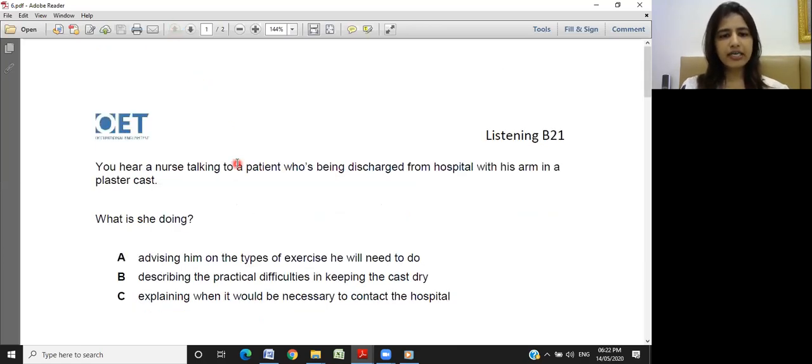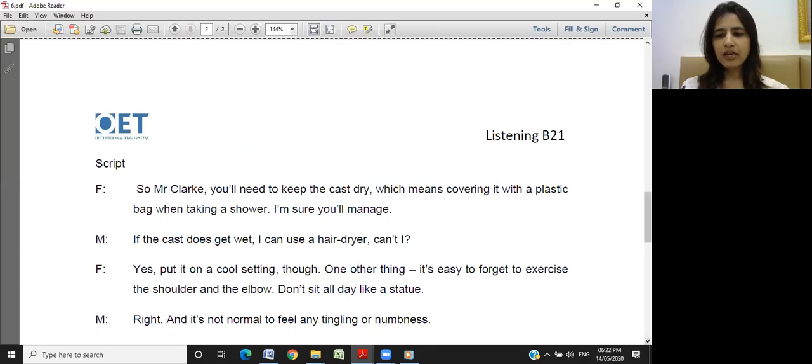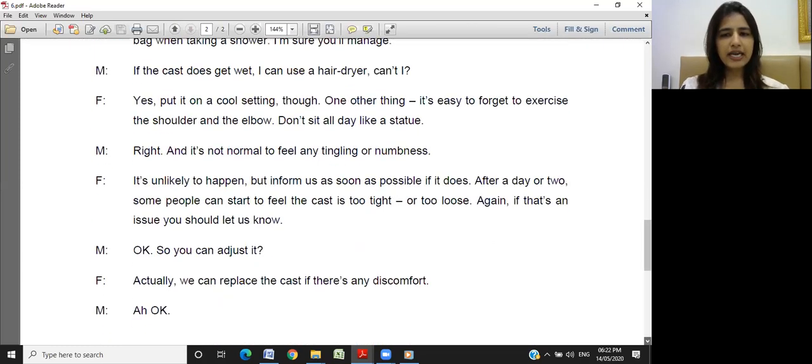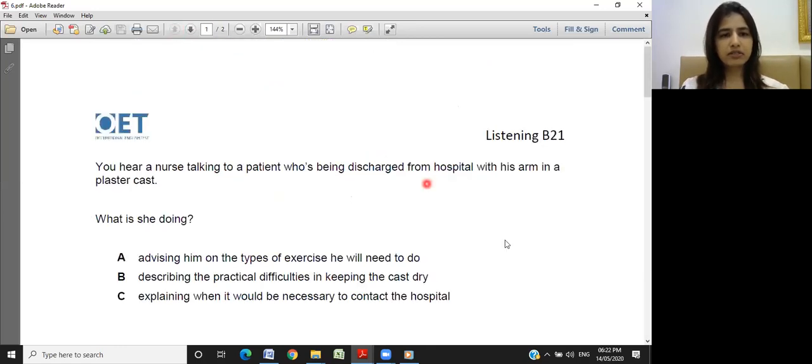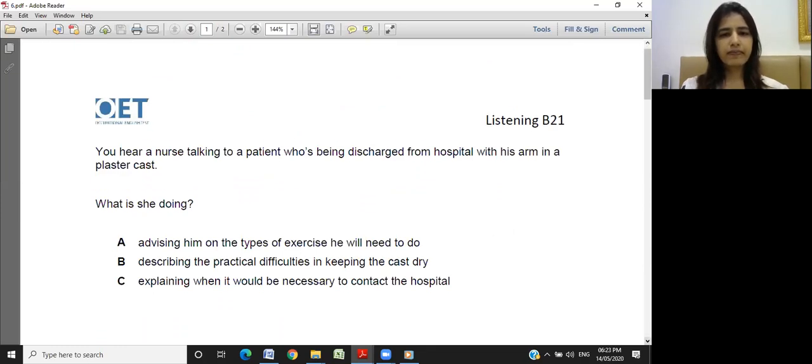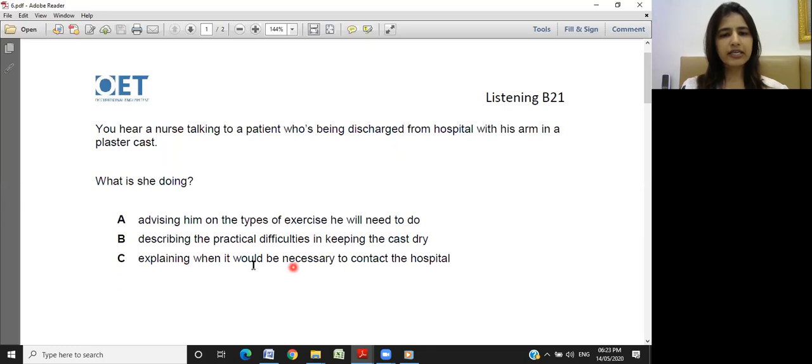So C is the correct answer here because she is explaining that if they have numbness, they should contact the hospital. If they feel that the cast is too tight or too loose, here it is unlikely to happen, but inform us as soon as possible if it does. So if they have numbness, they should inform. If the cast is too tight or too loose, the patient is supposed to inform the nurse about it, isn't it? So C is the correct answer.